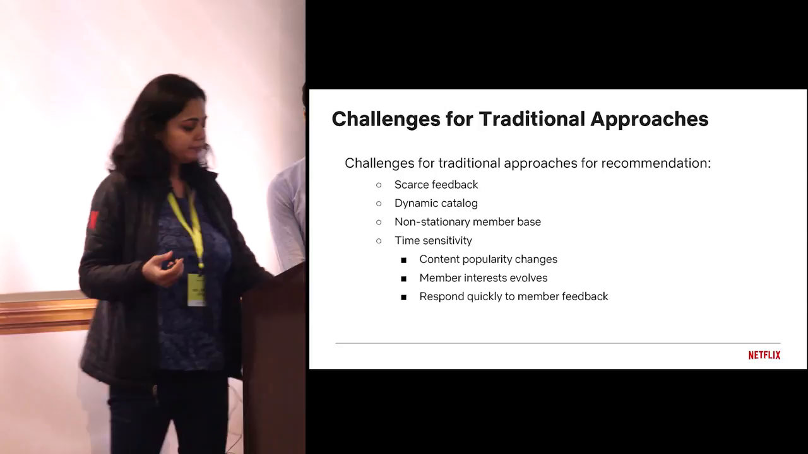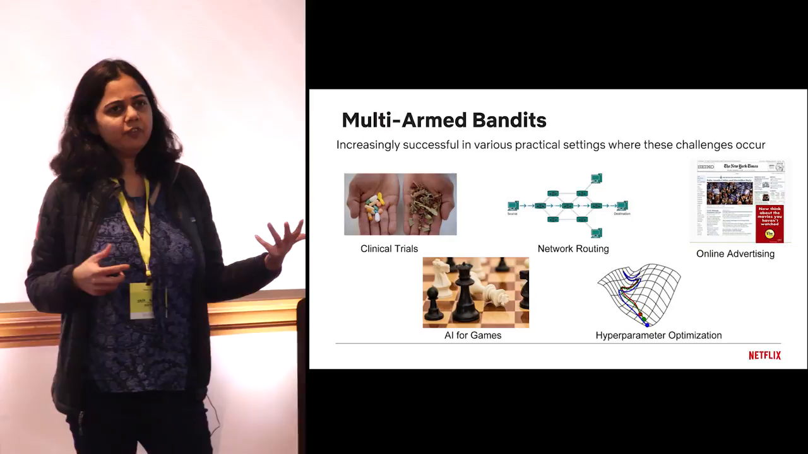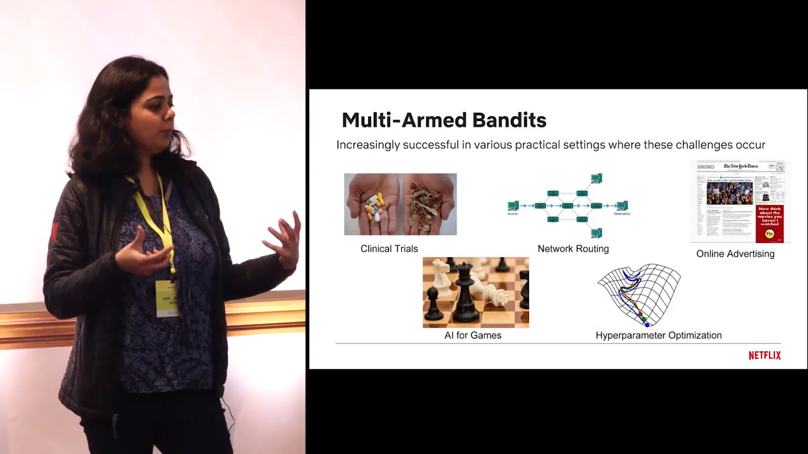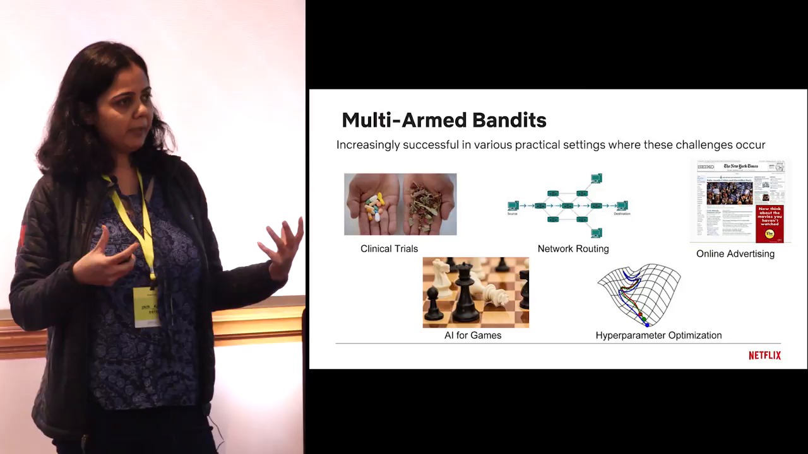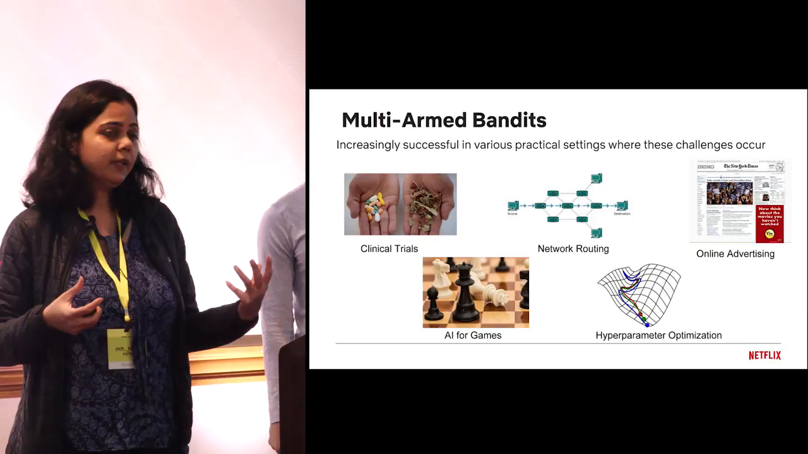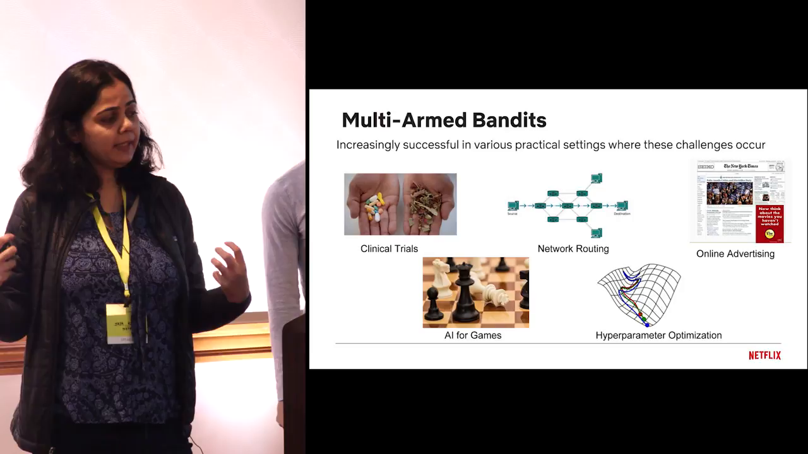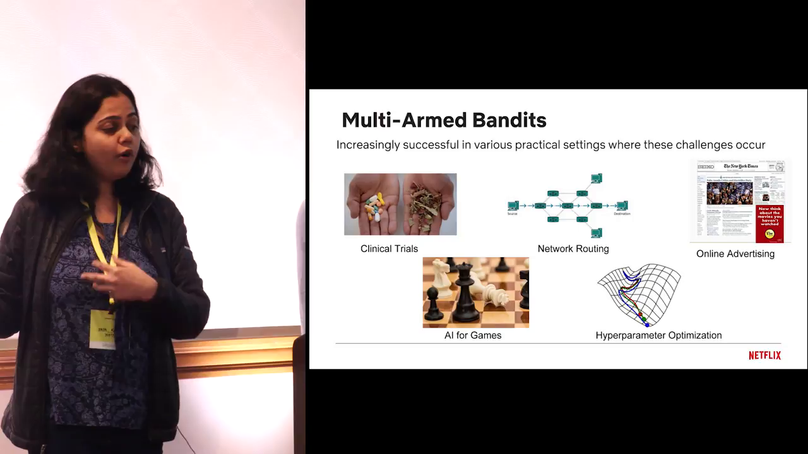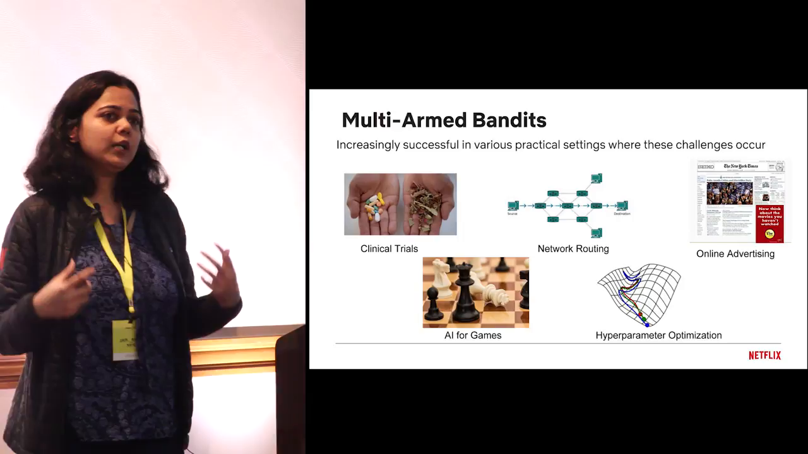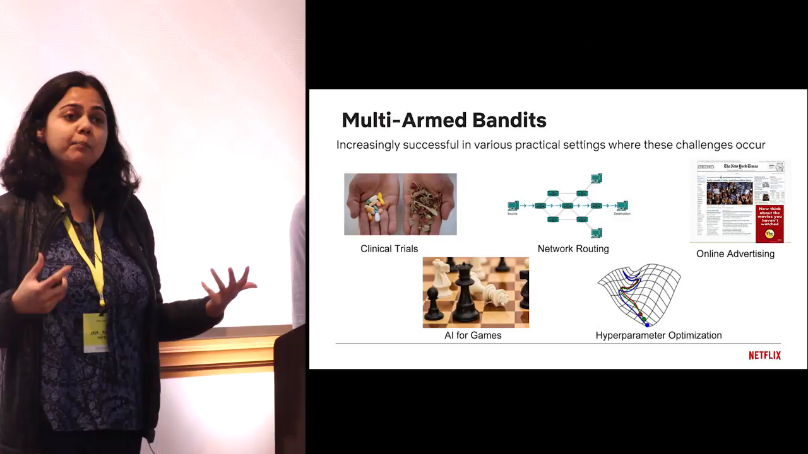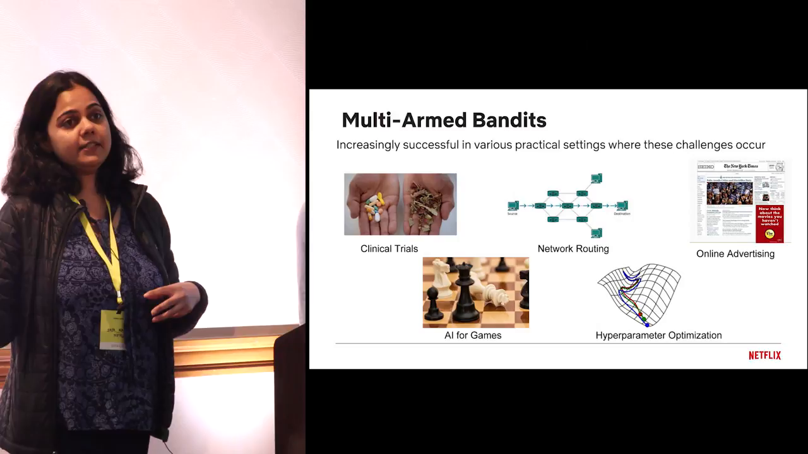A lot of the challenges that I mentioned over here are not just restricted to the recommendation domain. They can also be seen in various other domains, for example, in clinical trials, where you want to decide what medicine you should give to a patient. In the case of network routing, when you want to decide where you should route your packet to. In the case of online advertising, when you want to determine what ad you should show on the website. In the case of AI for games, and even in machine learning, in the case of hyperparameter optimization. So a new set of techniques called multi-armed bandit techniques, which are basically online learning techniques, have become increasingly popular in these practical settings because they are more robust in handling the challenges that we mentioned earlier.